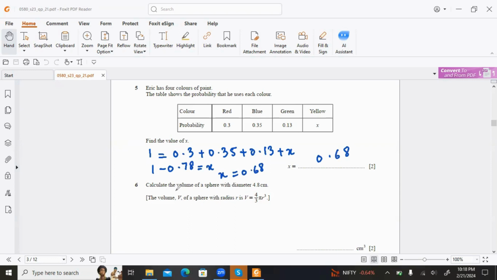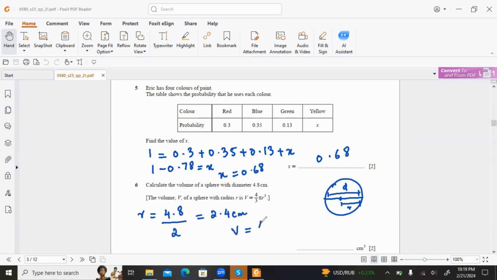Then question 6 is saying calculate the volume of a sphere with the diameter of 4.8 centimeters. So this is a circle. This is the center. So distance from one point on the circumference to another passing through the center. This entire distance is called your diameter. And half of your diameter is called the radius. So if they've given us the diameter, that means radius would be 4.8 divided by 2, which is 2.4 centimeters.